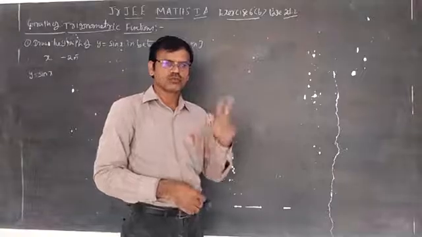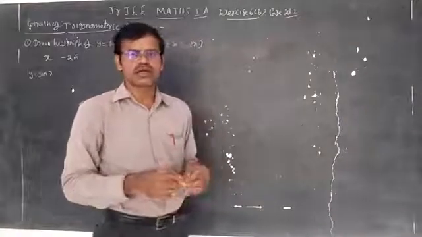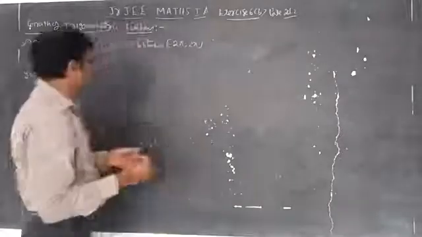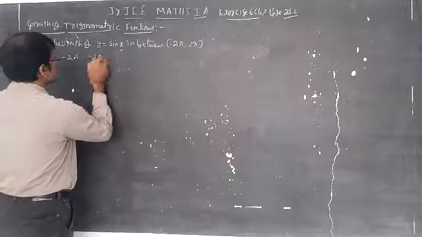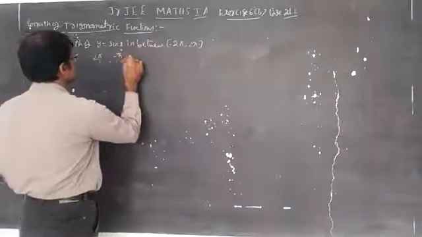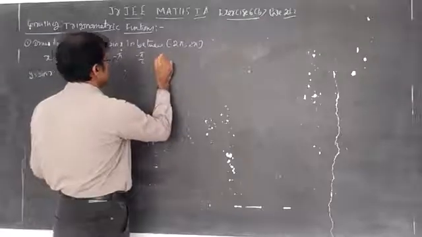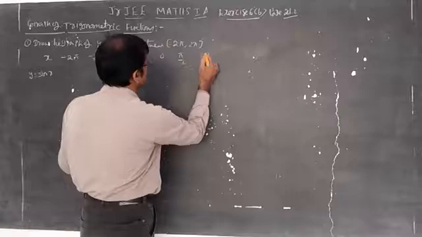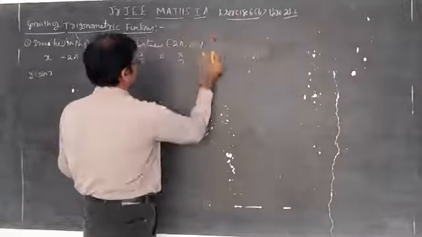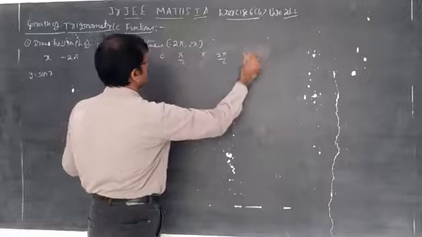So for two complete rotations, negative to positive, take the interval minus pi by 2, that is minus 90. So it becomes minus 3 pi by 2, and this is minus pi, and this is minus pi by 2, this is 0, this is pi by 2, next pi, this is 3 pi by 2, and here it is 2 pi.